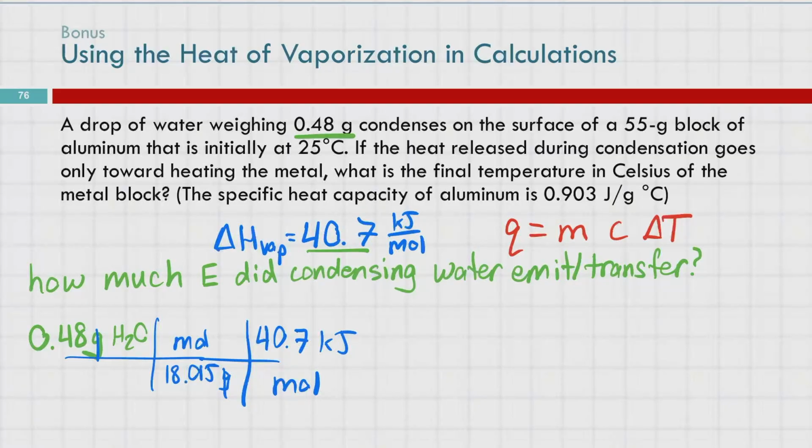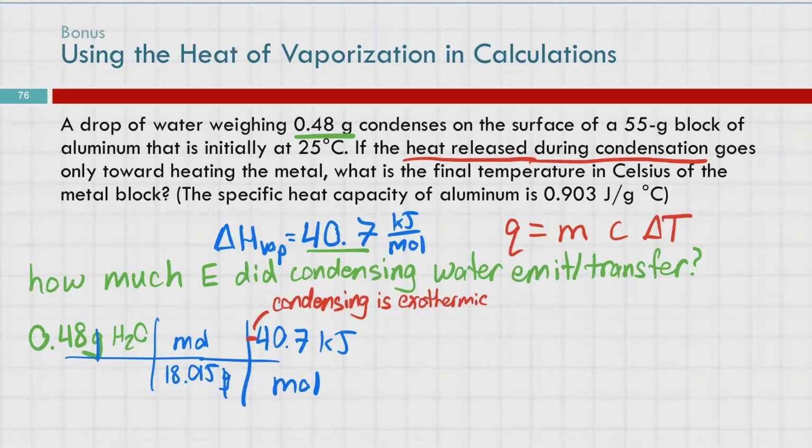Does anyone know what sign our delta H VAP should be? Should it be positive as it's written or should it be negative? Negative. It should be negative. Condensing is exothermic. So our water is releasing heat. It's also in the question, the heat released during condensation. That would also tell us that it's supposed to be negative.